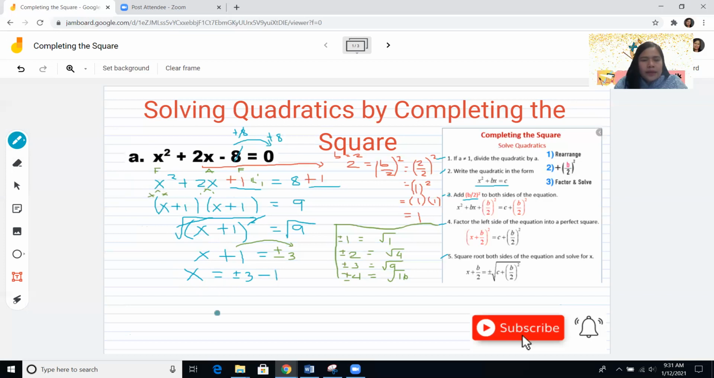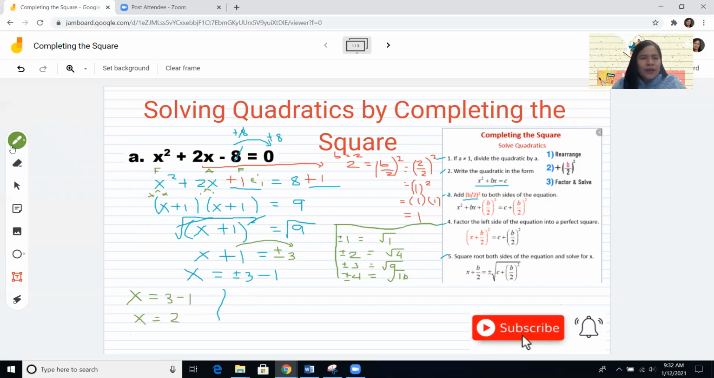Okay? Then after that, to find the value of x, we will separate the positive 3 and negative 3. So we have two possible answers in here. Let me use the first one. We have x. We'll use the positive 3. 3 minus 1. Okay, then x is equal to, what is 3 minus 1? Good job. Very good. Okay, so 3 minus 1 is 2.